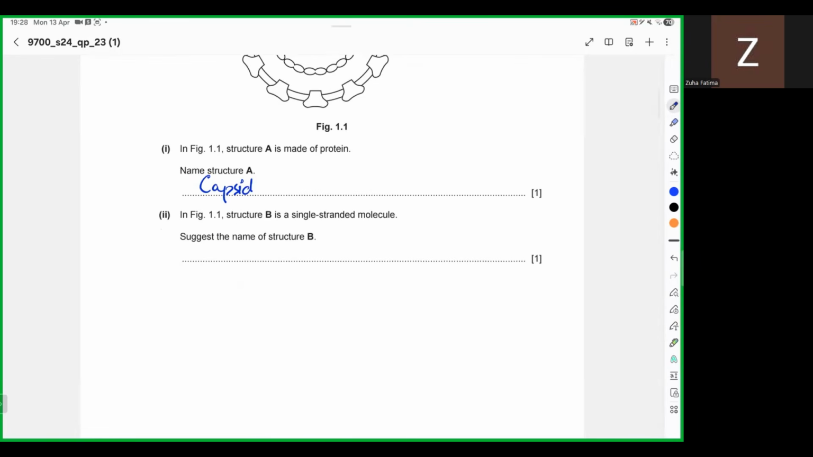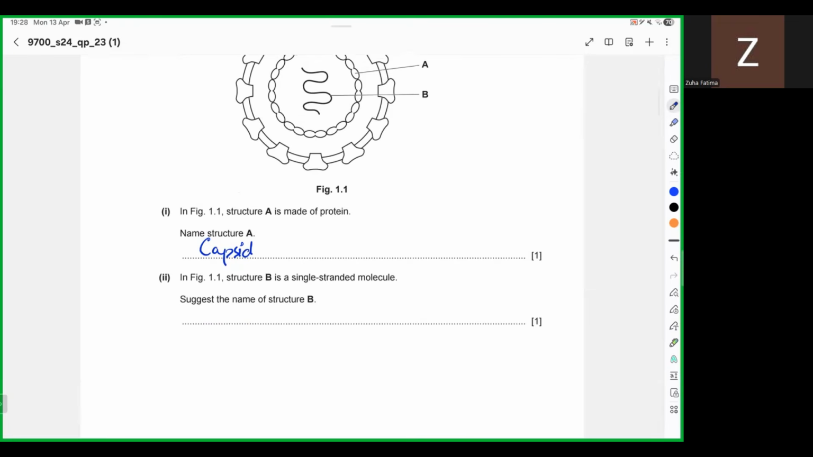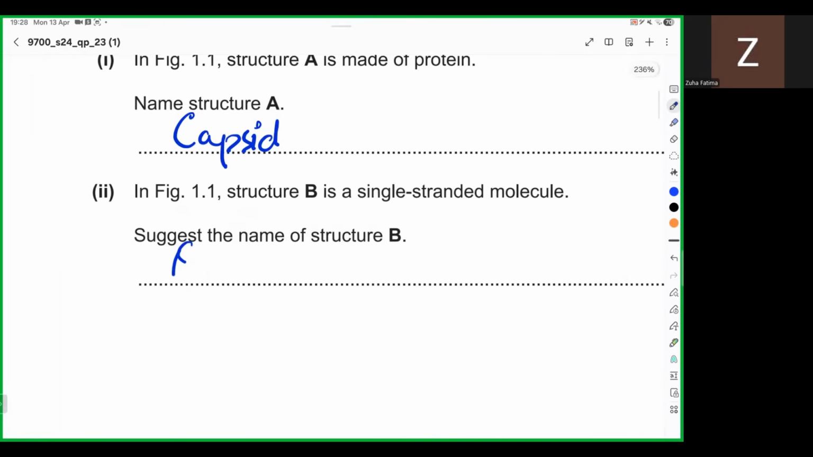In figure 1.1, structure B is a single-stranded molecule, suggests the name of structure B. So it could be RNA as well as DNA because single-stranded DNA also exists in viruses, but single stranded RNA is also correct, so we would write RNA.